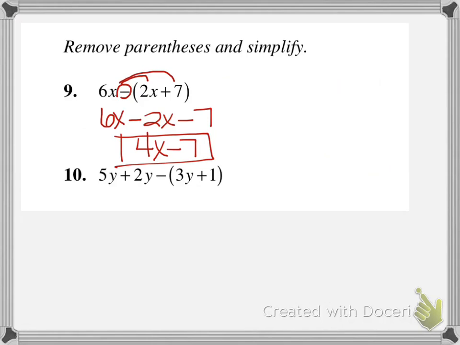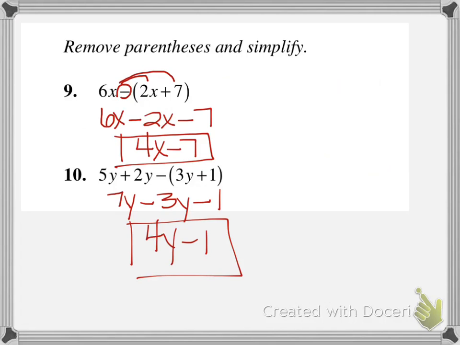Now let's look at the next problem. I have 5y and 2y, and those are actually like terms. I can go ahead and combine those now or later, it doesn't matter. I'm going to go ahead and combine them now. There's no reason not to. And now instead of minus and then parentheses, we're going to say minus 3y, because it was originally a positive 3y, so now it's a negative. And then instead of plus 1, we're going to do minus 1. 7y minus 3y is 4y minus 1. Final answer.